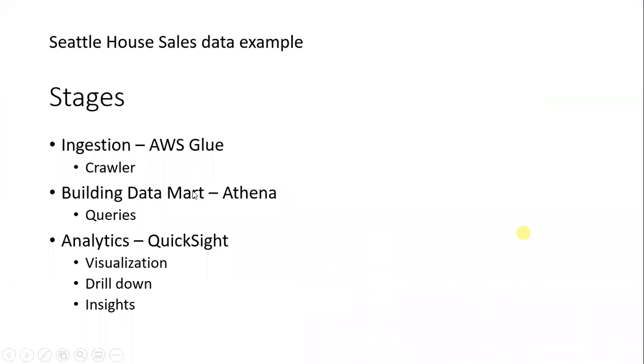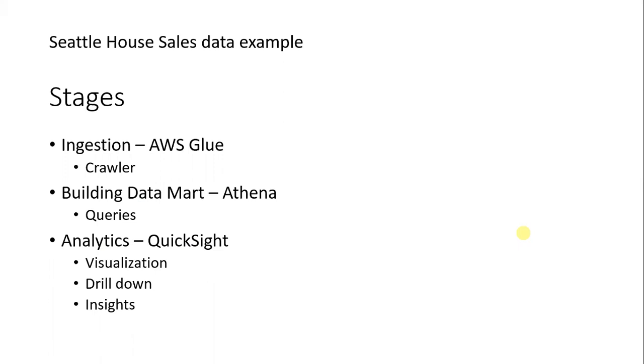But what we did was we did ingestion using AWS Glue. We did the crawler, right? The crawler crawled the data and got it from S3 into AWS Glue in our big data system. Then we built a data mart using Athena. We ran some queries and saw the data. We did the analytics using QuickSight. We did some visualization, we did some drill down, and we saw the insights. We saw the insight that as the house becomes larger, the price of the house increases. So we saw a simple big data fabric setup on the Seattle house sales data example.